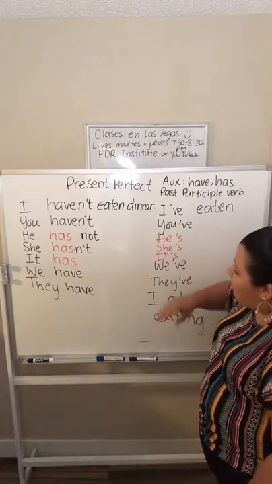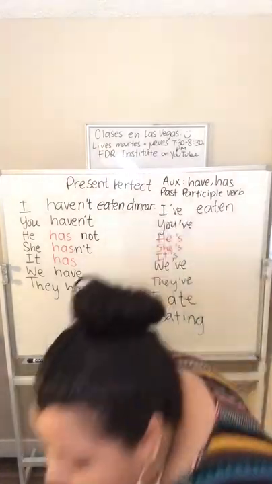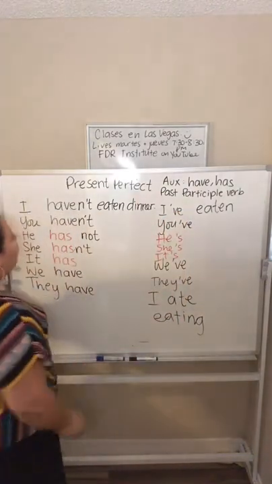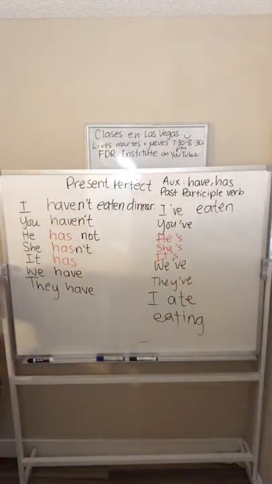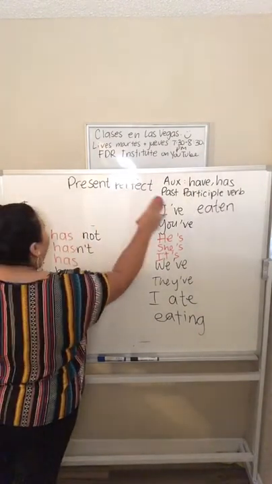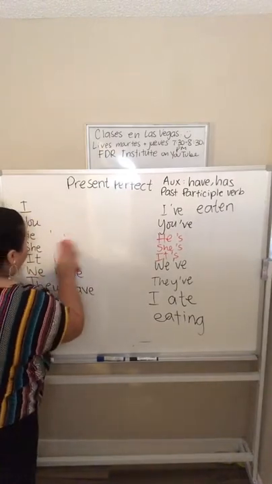Okay, so, cuando preguntamos, el auxiliar va a ir antes del sujeto. Voy a borrar de este lado, guys. So, si necesitan tomar captura, you can take a picture. All right, okay, I'm erasing, estoy borrando.